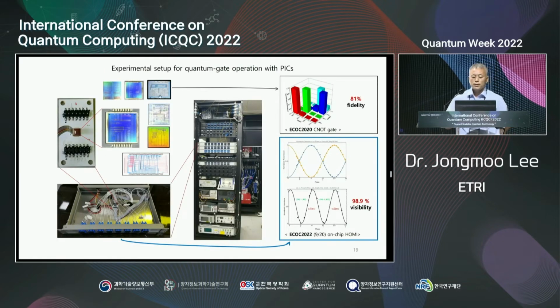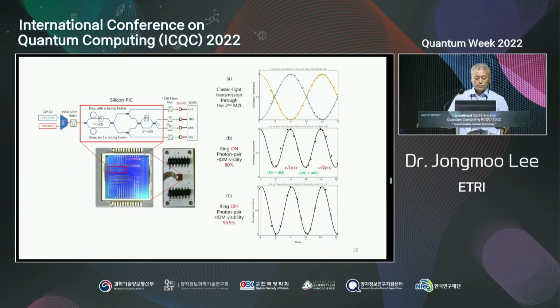And I fabricated some chips, and some of them were used for the CNOT gate operation 2 years ago, and the recent chip is used for the on-chip Hong-Ou-Mandel visibility, and we got the measured result of 98.9% visibility with the on-chip Hong-Ou-Mandel interferometer. And the other chip is recently packaged from our experiment. And this is the on-chip Hong-Ou-Mandel interferometer experiment.